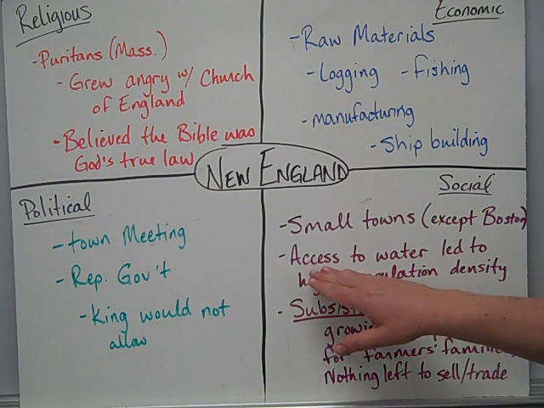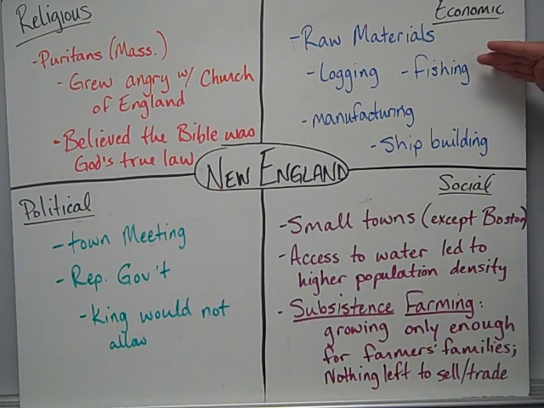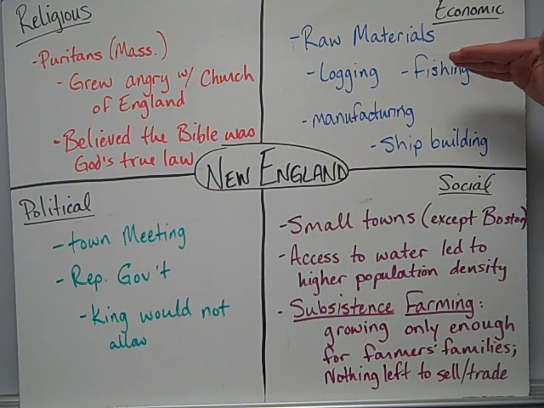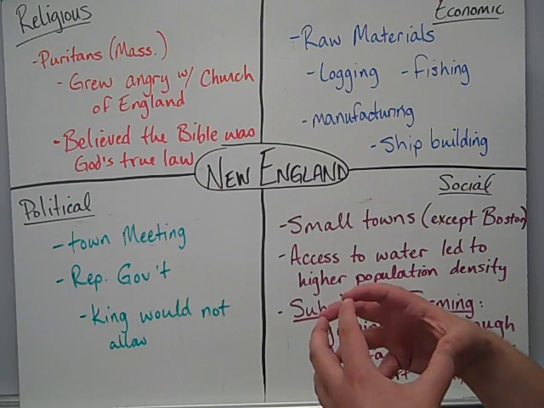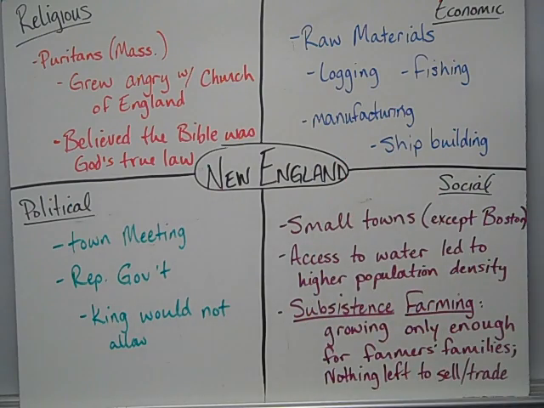And because of this, access to water led to a higher population density. Remember their economics. It was all about fishing and shipbuilding. And so because of the access to water and all of those jobs around the water, that's why people lived there. And when a large number of people live in a small area, the population density is high.